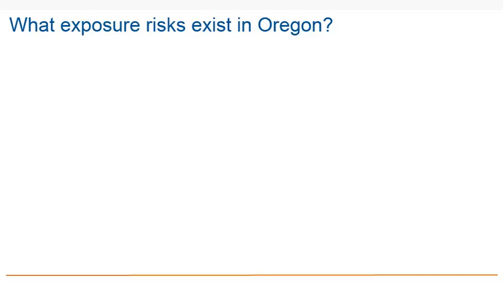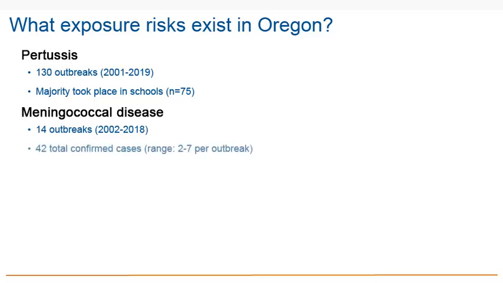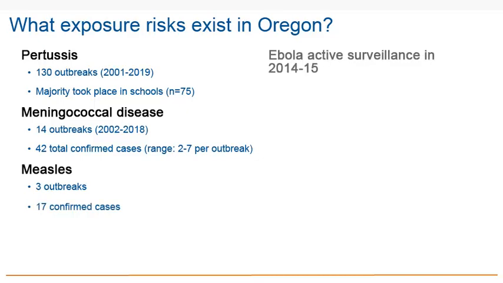What exposure risks exist in Oregon? From 2001 to 2019, there were 130 pertussis outbreaks. The majority of these took place in school settings. From 2002 to 2018, there were 14 meningococcal disease outbreaks. Of these, there were 42 total confirmed cases, with a range of 2 to 7 individuals per outbreak. Oregon has seen 3 measles outbreaks, which have included 17 confirmed cases.